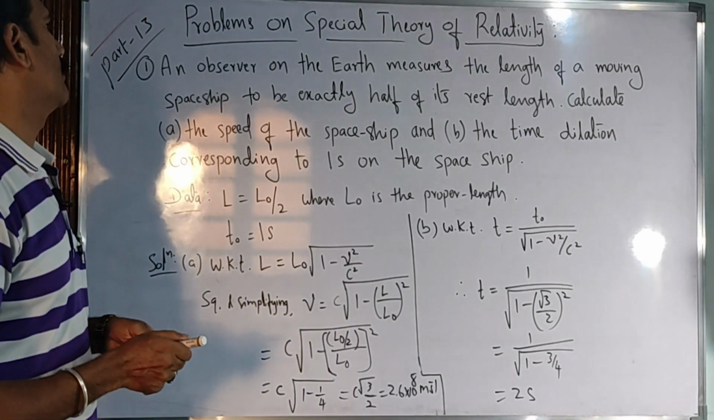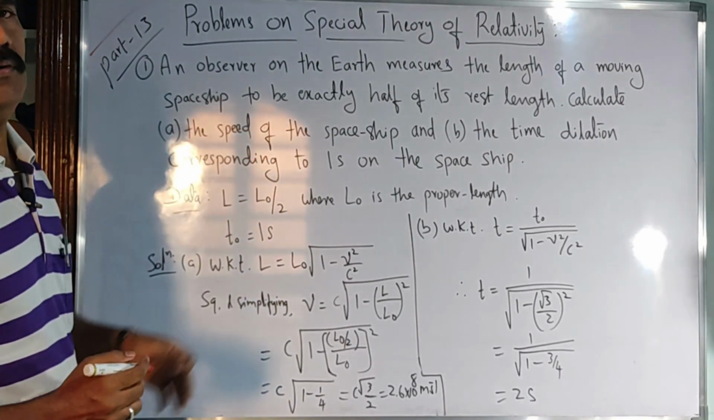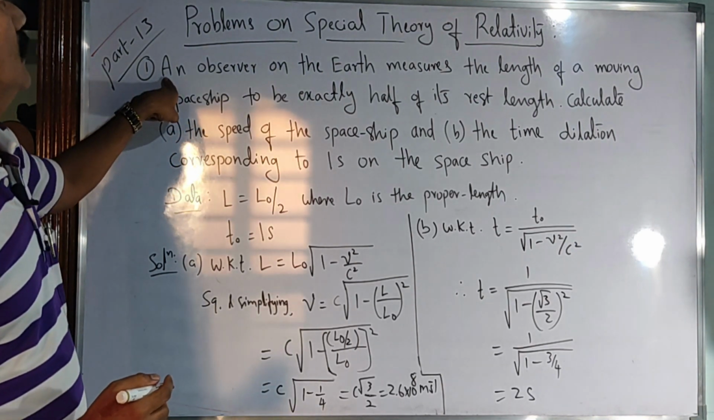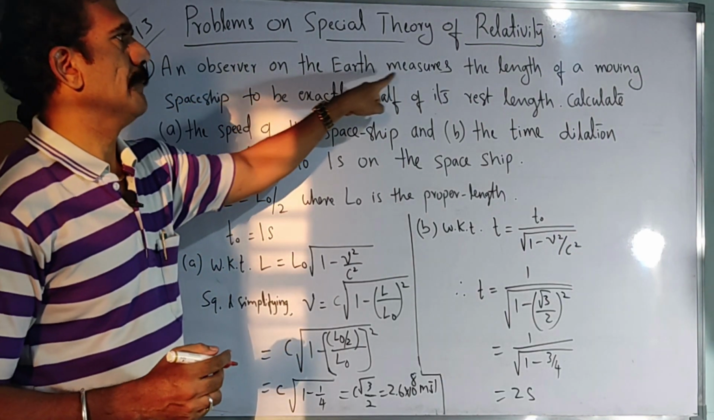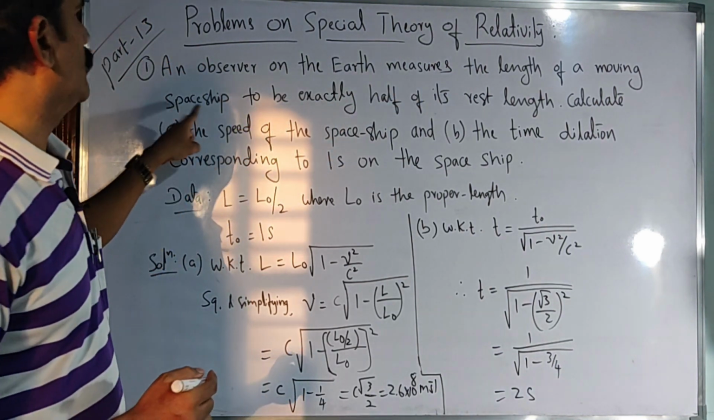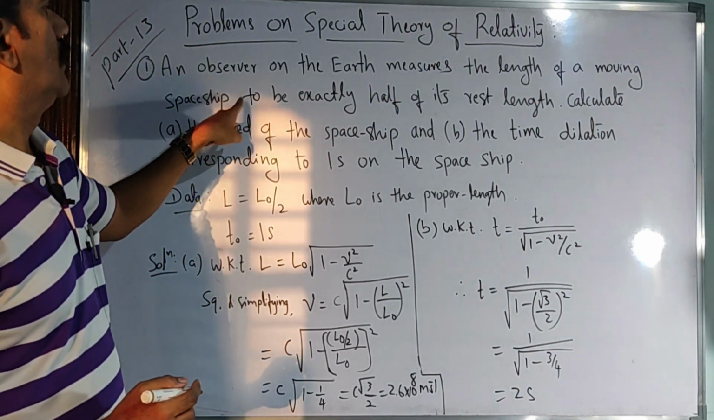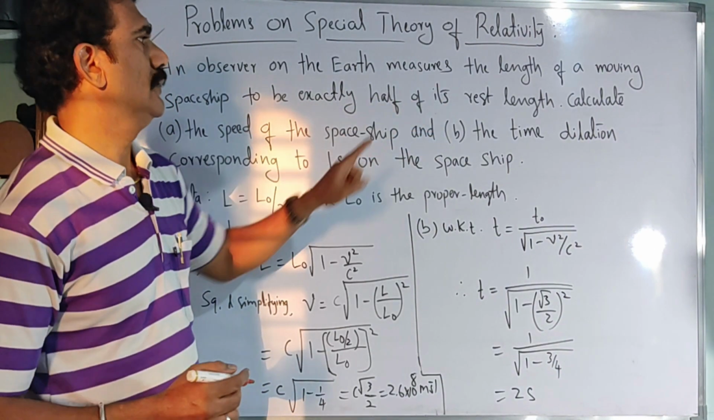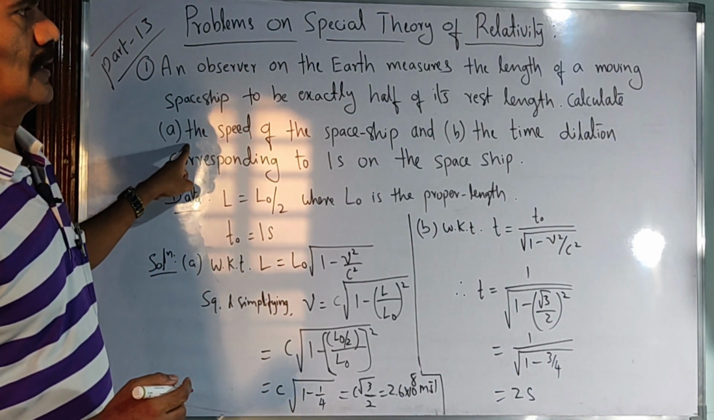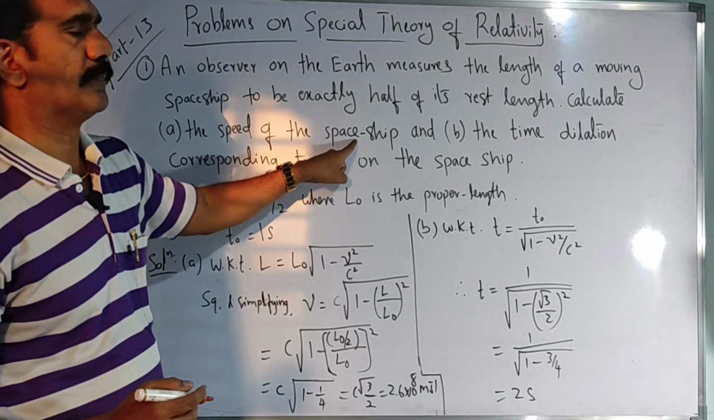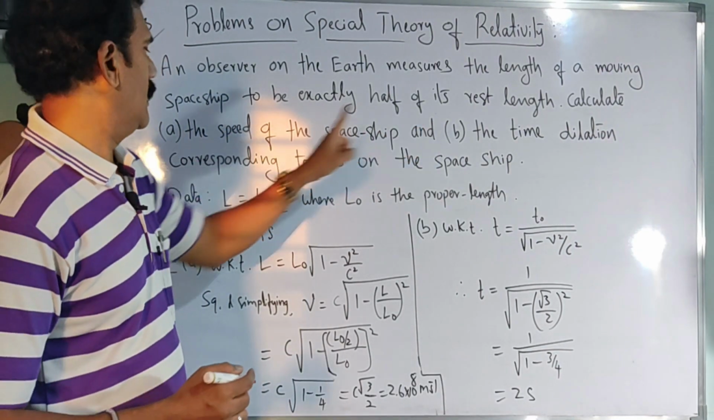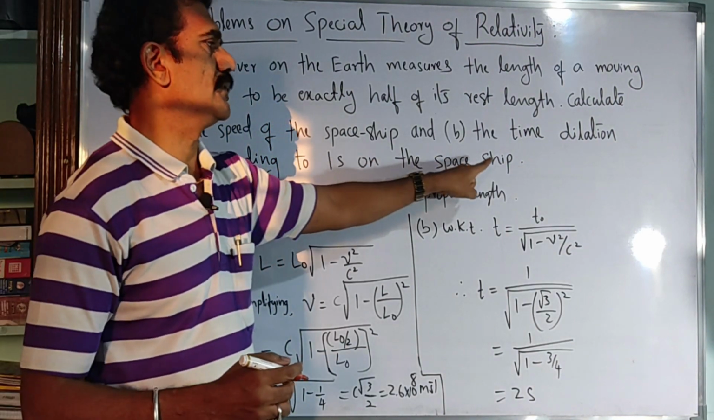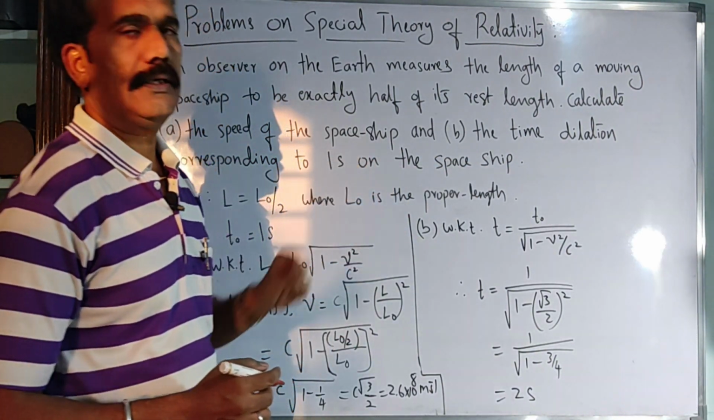Just go through the problem and note it down also. I will read it out first. The first problem is: an observer on the earth measures the length of a moving spaceship to be exactly half of its rest length. Calculate the speed of the spaceship and the time dilation corresponding to 1 second on the spaceship. Is it clear?